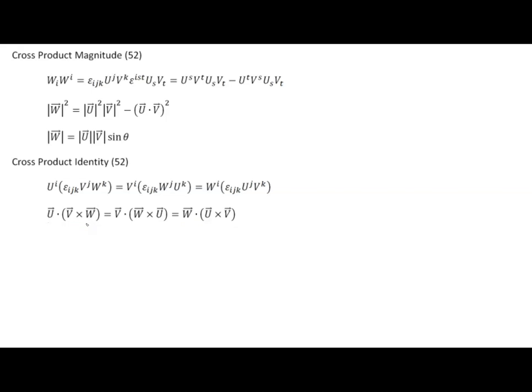In the next video, we're going to make additional use of the Levi-Civita symbol to define a differential operator known as the curl.